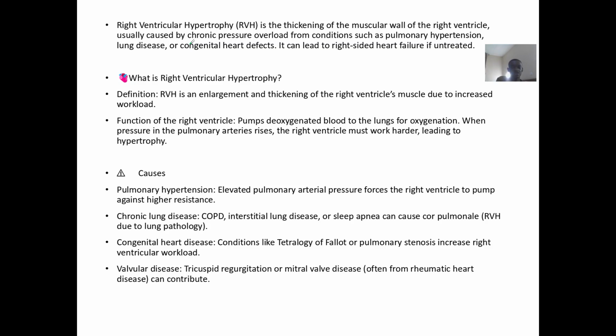cor pulmonale, you could have an issue in the lungs. The issue in the lungs will transmit to its connection to the heart, which is what? The right ventricle. Congenital heart disease, like the Tetralogy of Fallot, valvular disease like tricuspid valve regurgitation, mitral valve disease, just all of that.